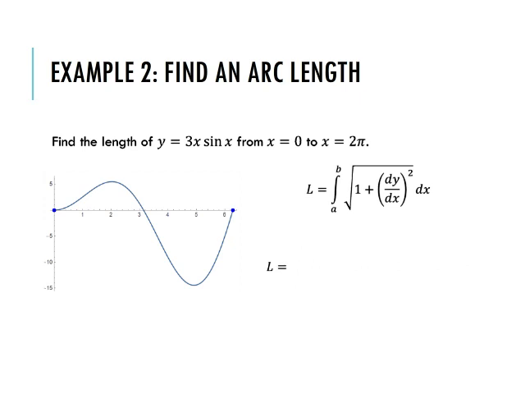So for this problem, we get L, the length of the curve, is equal to the integral from 0 to 2 pi of the square root of 1 plus, now we need to take the derivative, and because y is a product, we need to use the product rule. So using the product rule for our derivative, we get 3 sine x plus 3x cosine x, and the entire derivative is squared with a dx at the end.